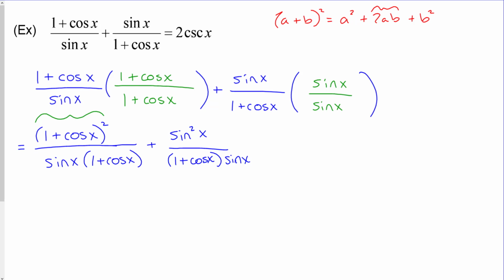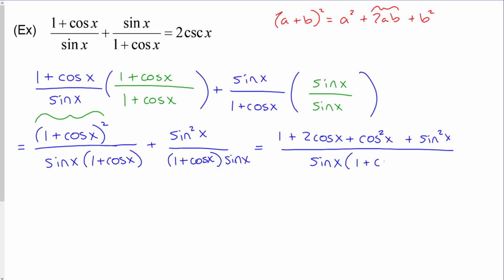So when I square this out, it's going to be 1 plus 2 times the first times the second, so 2 cosine x, plus cosine squared x. So that's the first numerator squared out. Then it's going to be plus sine squared x, which is in the second numerator because I'm combining these two fractions together, and putting it over the common denominator of sine x times 1 plus cosine x.